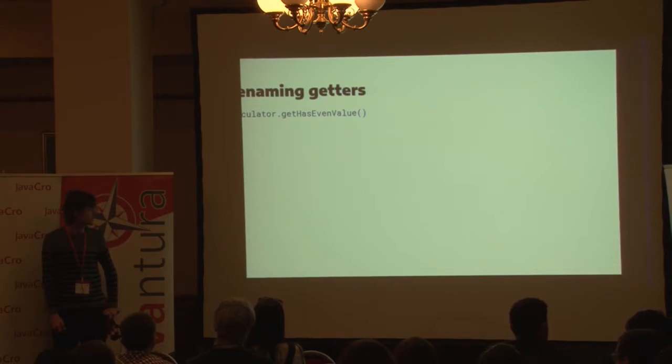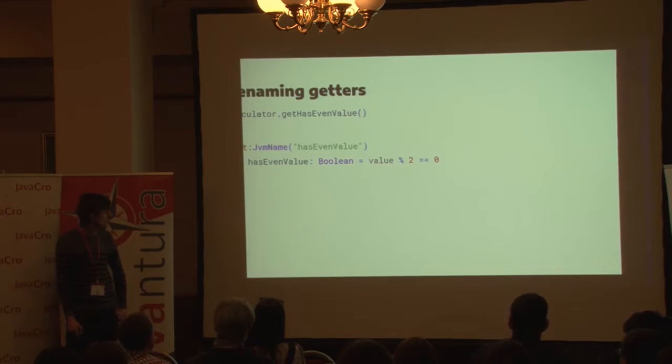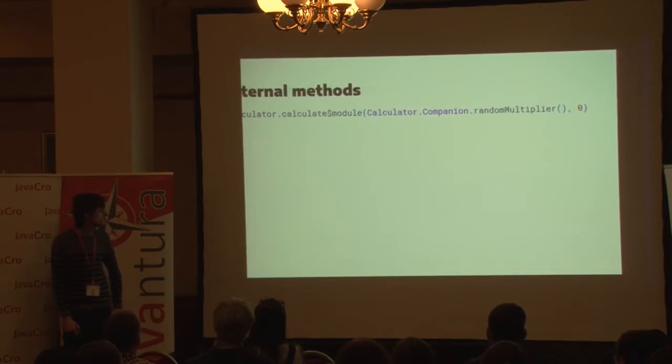But we can fix that by using another annotation, @get:JvmName, and just say which name we're changing it to. So here we say we want to change it to hasEvenValue, and now we're able to use it like this, just dot hasEvenValue.